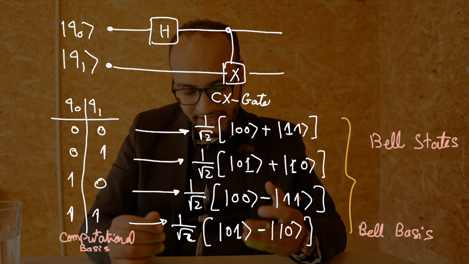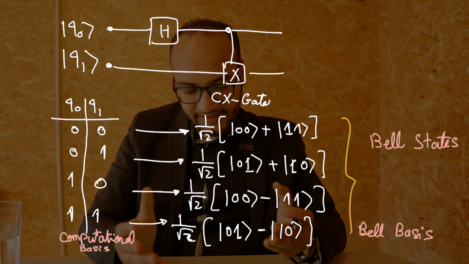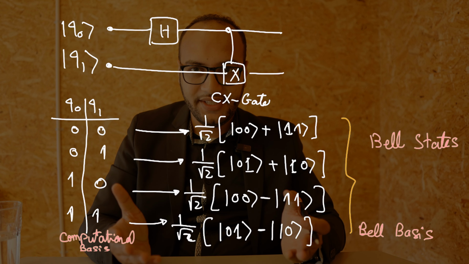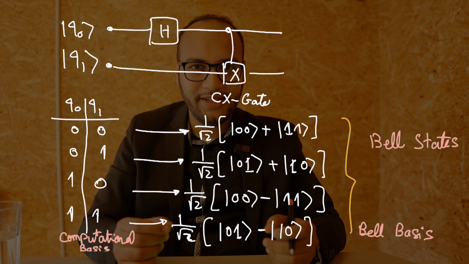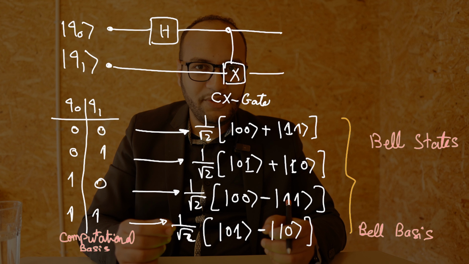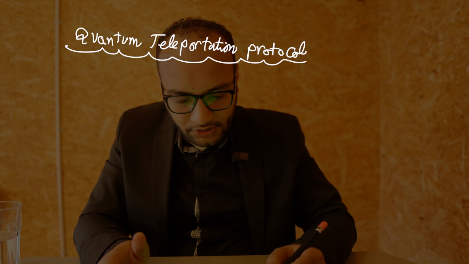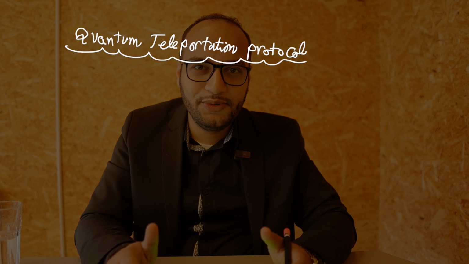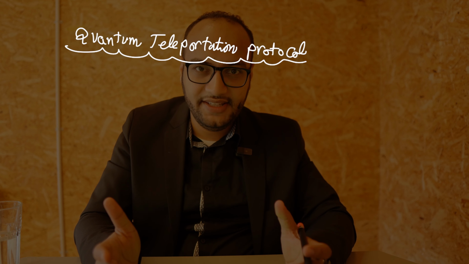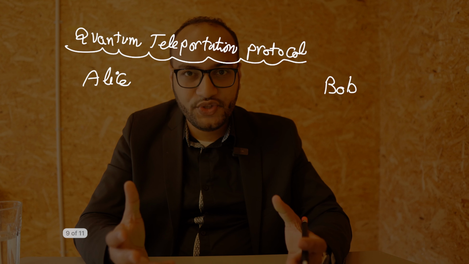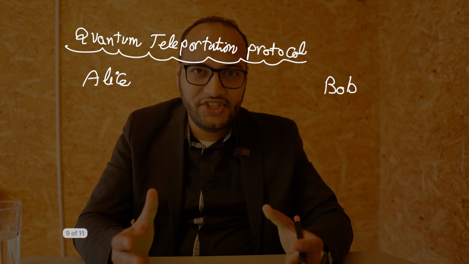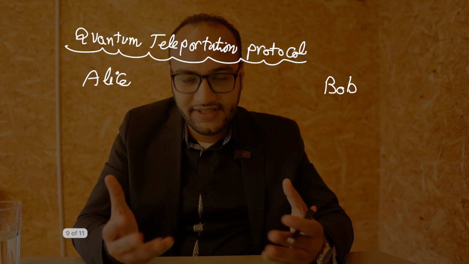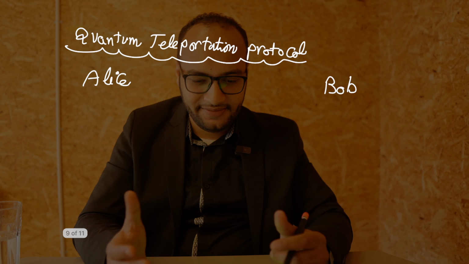Of course, Bell states or Bell bases are very important in quantum mechanics and in quantum computing, in particular for the quantum teleportation protocol that we are going to discuss in a minute. The quantum teleportation protocol basically has 2 main players. They are like Adam and Eve, and Alice wants to send to Bob a secret message that is encoded, for example, on a qubit state, or the qubit state by itself.